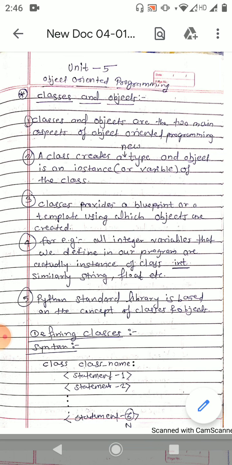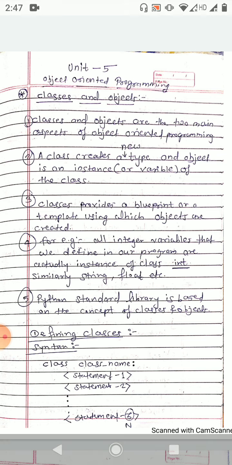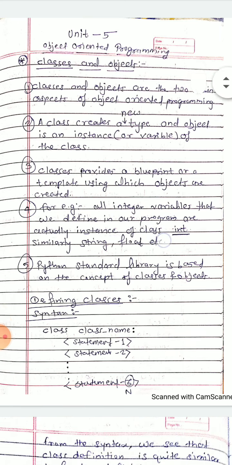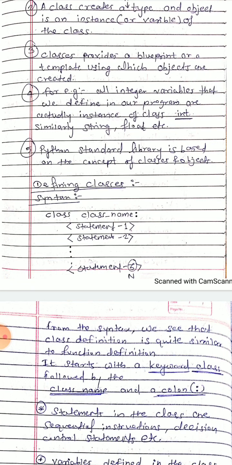For example, in the construction of a building, we first create one blueprint that is called the plan of the building, and depending on that plan we construct n number of buildings for that one single plan. Likewise, all the integer variables that we define in our program are actually instances of a class, and that class name is int. Similarly, there is a class for string, a class for float, etc. In Python, the standard library is based on the concept of classes and objects.